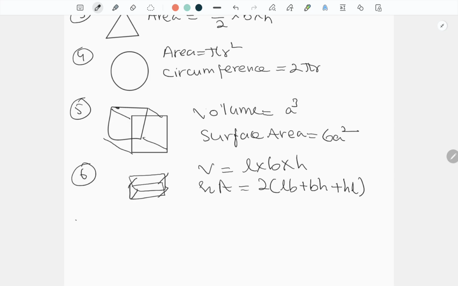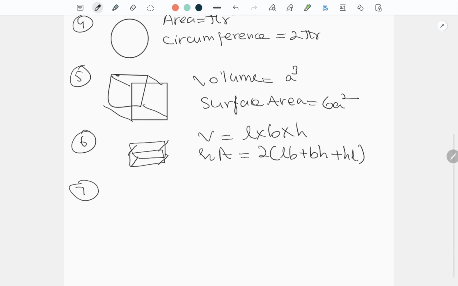Now we discuss the seventh one, that is the cylinder. I draw the cylinder here. The volume of the cylinder is pi r square h. And the curved surface area of the cylinder, because the cylinder is curved, is 2 pi r h.